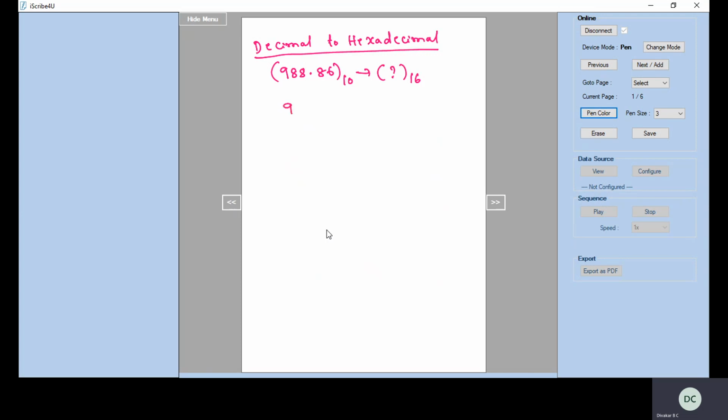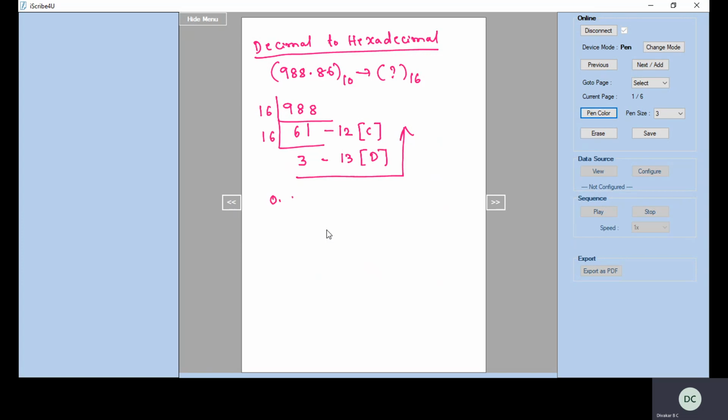Now let us take the number 988. Divide the number successively by 16. We'll get 61. The remainder is 12. Since we are dealing with the hexadecimal number system, the equivalent for 12 is C. Then again, divide the number by 16. We'll get 3, and the remainder is 13. The equivalent is D. So for 988, the hexadecimal number is, you are going to trace in the reverse order, 3DC.